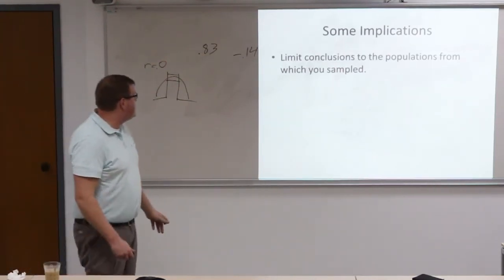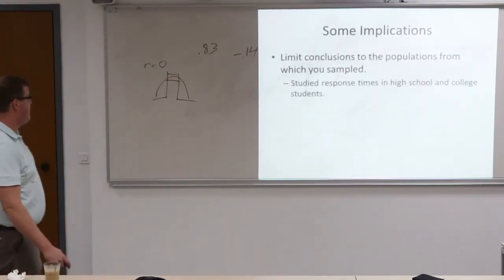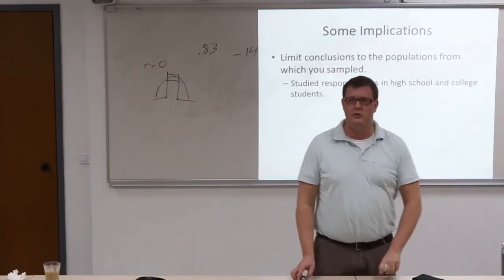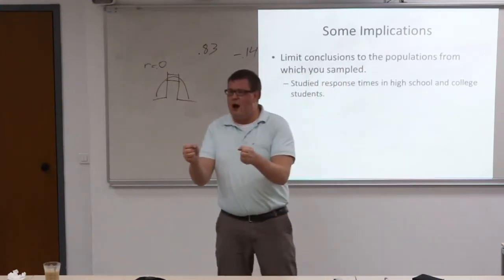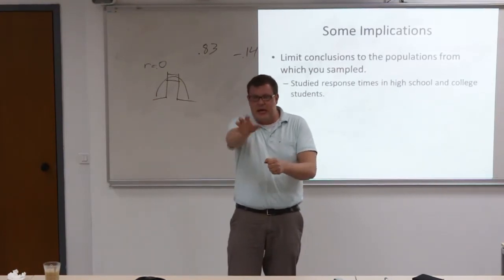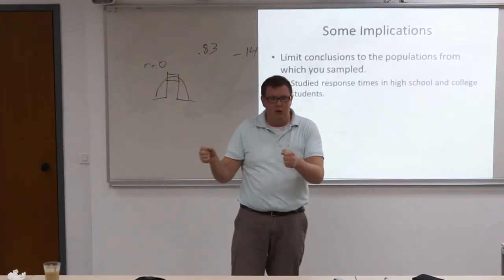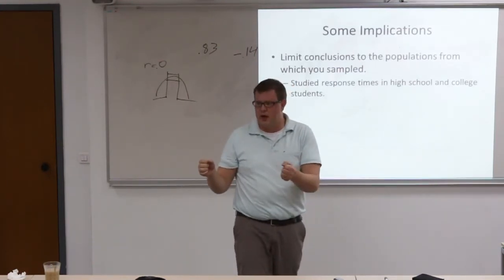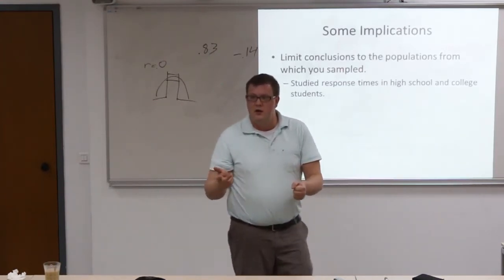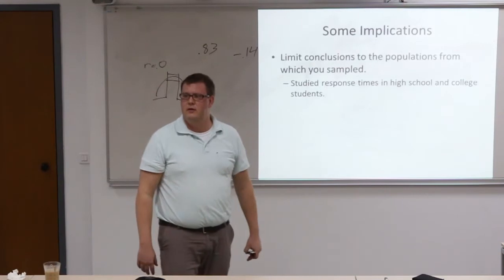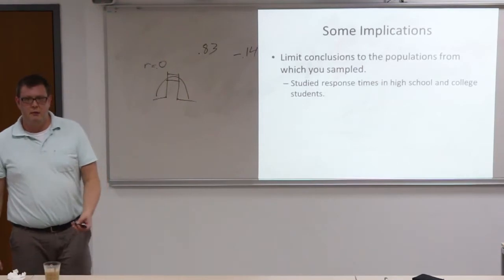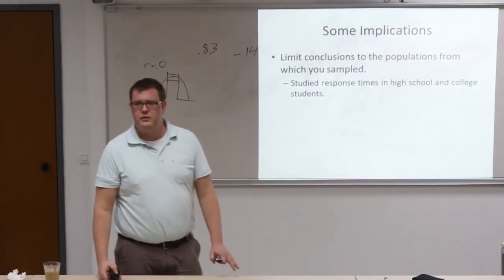You should limit the conclusions to populations from which you actually sample. So imagine that you were doing some study on response times in high school and college students. They're in some driving simulator, right? They're driving, and then all of a sudden you have some simulated cat run out in front of the car. And you want to see how long it takes them to hit the brake. That's a response time. How long it takes to hit the brake once the cat has appeared. Do you have any predictions about what should happen? Do you think there'll be a relationship between their response times and their ages, perhaps?